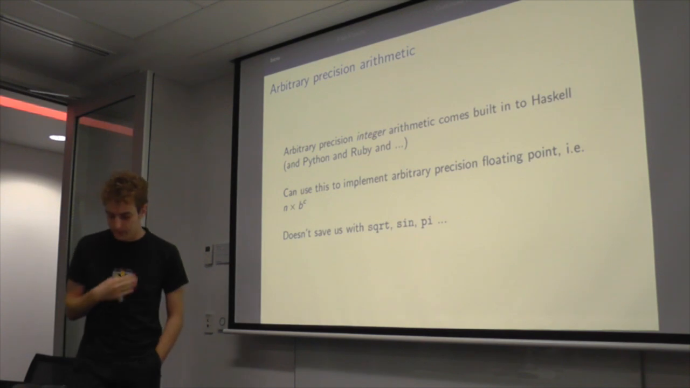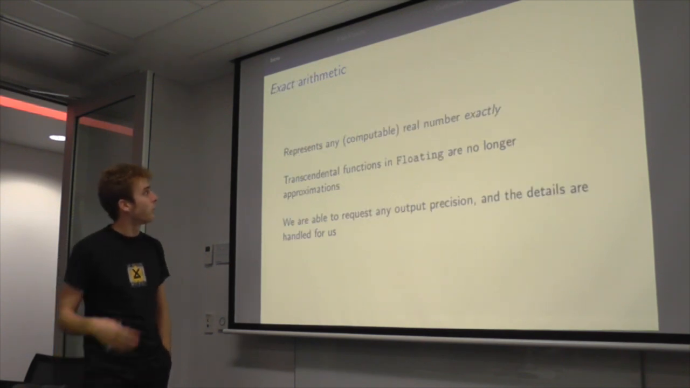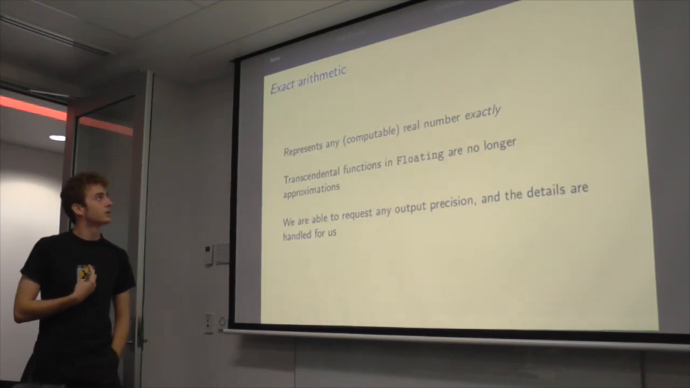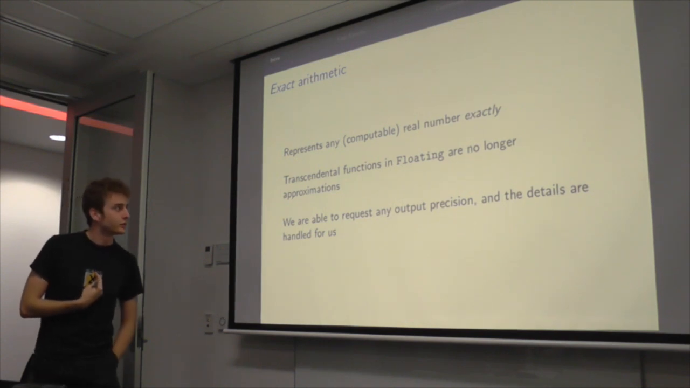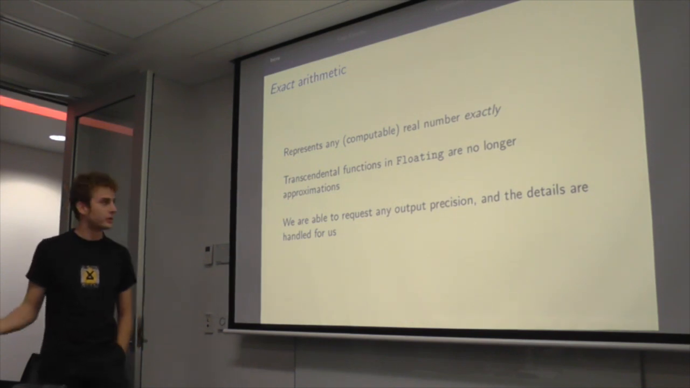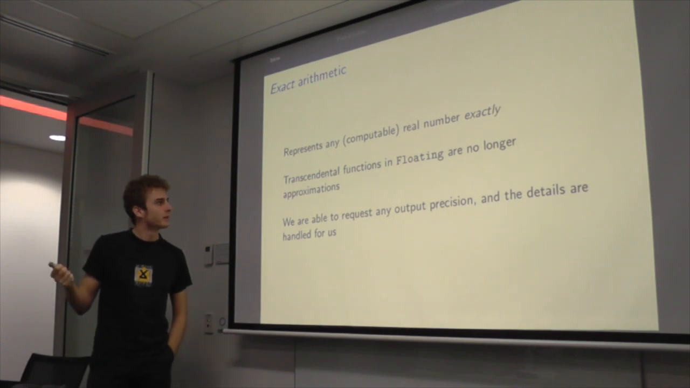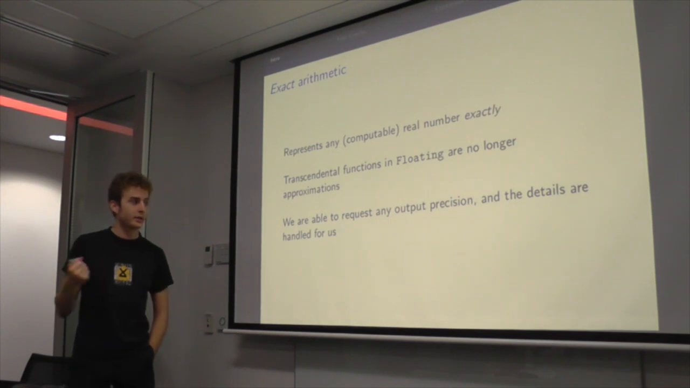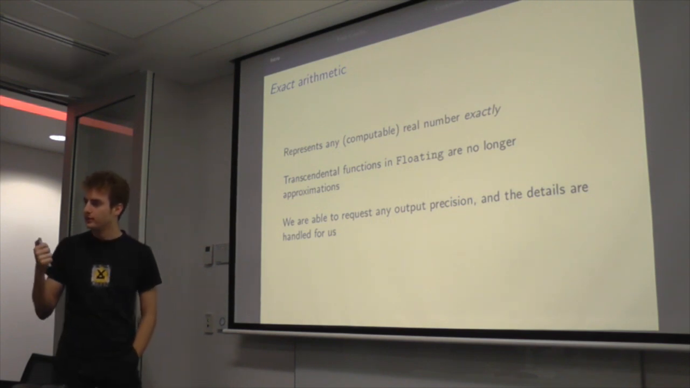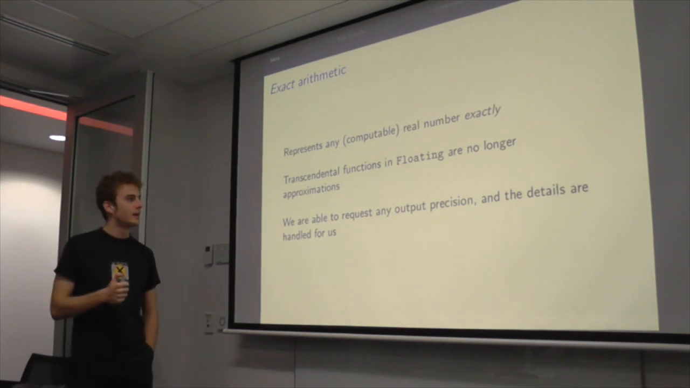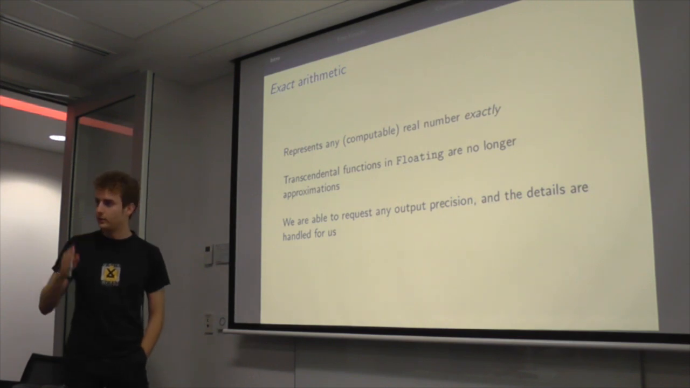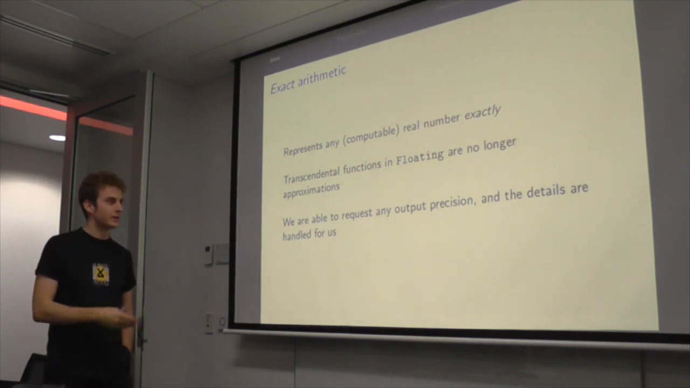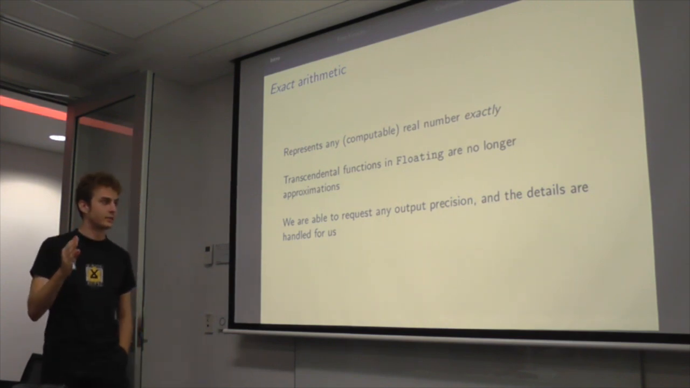So what we want is some way to represent real numbers exactly. In any system which we could come up with to do this, here are the properties we're hoping for. We want to be able to represent any real number, or any computable real number, exactly, so that things like sine and cos and square root are no longer approximations. They're not truncated answers. They're just the true, exact, real answers.